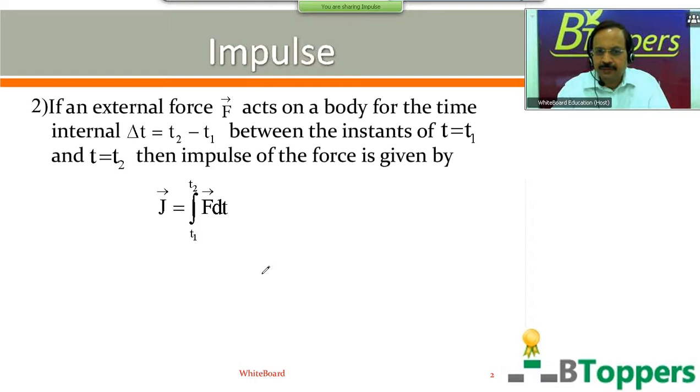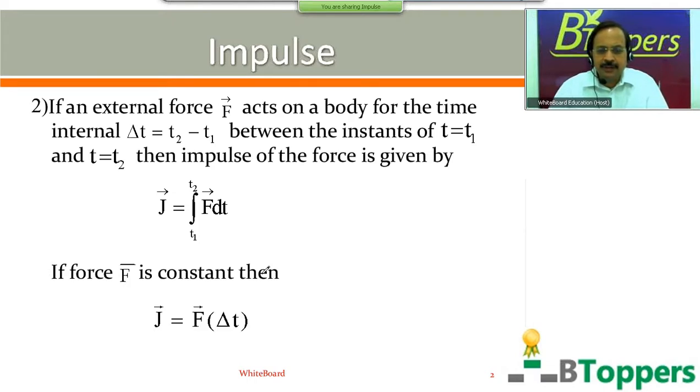So if F bar is constant, then J bar can be written as F bar into delta t, of course, where delta t equals T2 minus T1. Those who are writing the notes, please write this point also. Copy down this point.